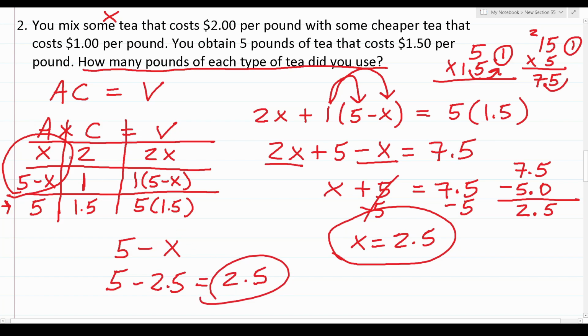All right, so we used 2.5 pounds of this tea that cost $2 per pound. And likewise, we used 2.5 pounds of this second type of tea that cost $1 per pound to make a blend of 5 pounds of tea that cost $1.50 per pound. All right, so that's that one.